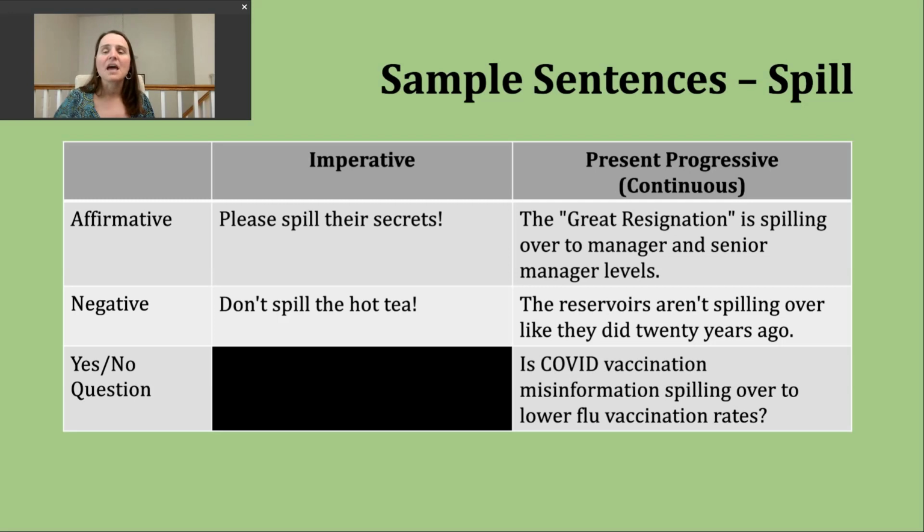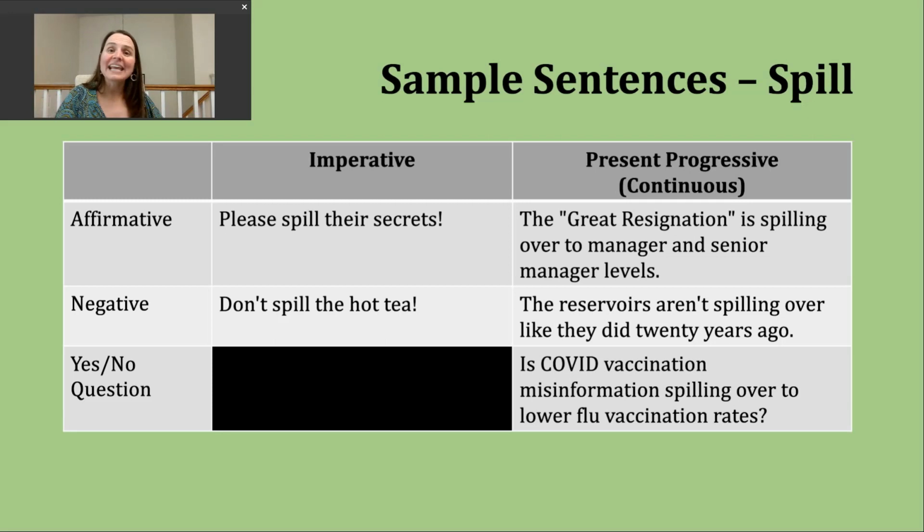Here's an example sentence. The great resignation is spilling over to manager and senior manager levels. Maybe you've heard of this, maybe you haven't. So I'll explain what this sentence means just a bit. The Great Resignation is this idea that many people, as we were sort of coming out of the pandemic, decided, you know what? I don't need this job. I'm going to quit or resign. And this was especially true early on at entry level types of positions for whatever reason. And I think people had many different reasons. They decided, I'm no longer going to work here.